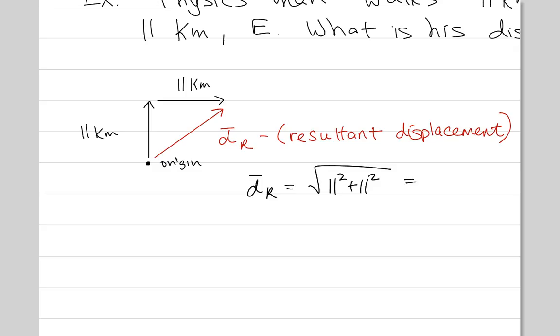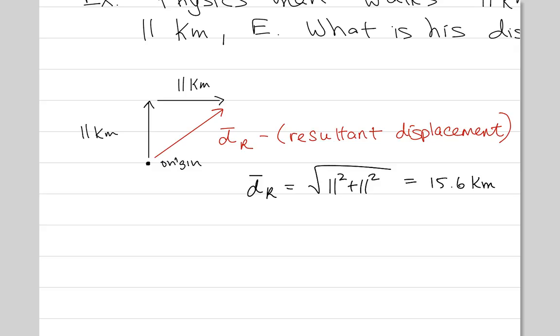This is going to pump out 15.6 kilometers. So the actual displacement from the origin is 15.6 kilometers, I think. Can somebody double check that? It's good? Yeah, that's the next step.